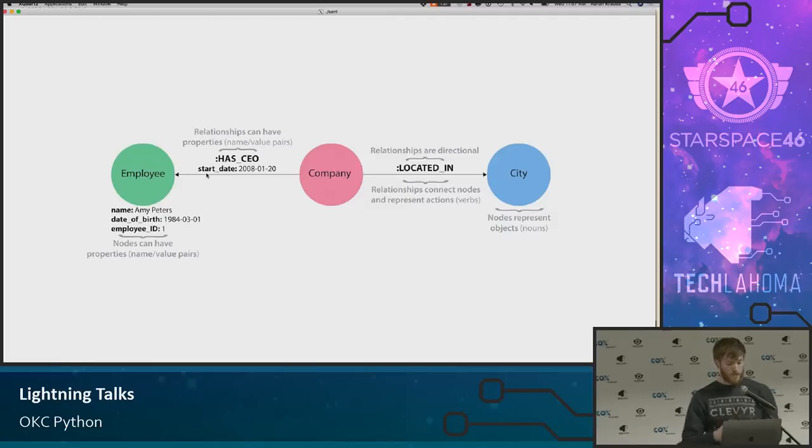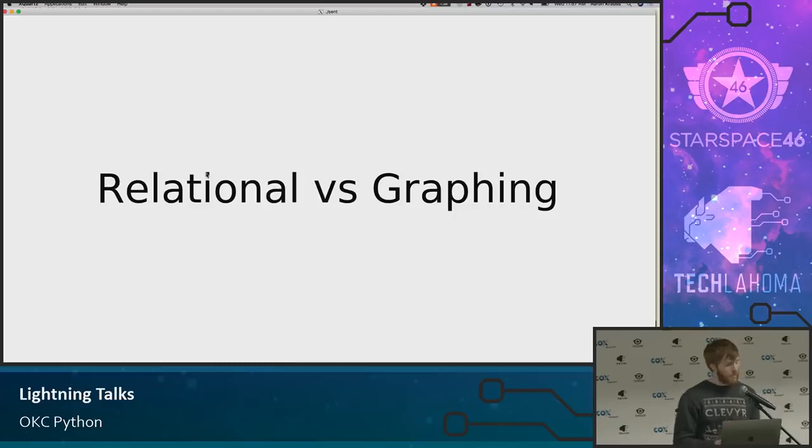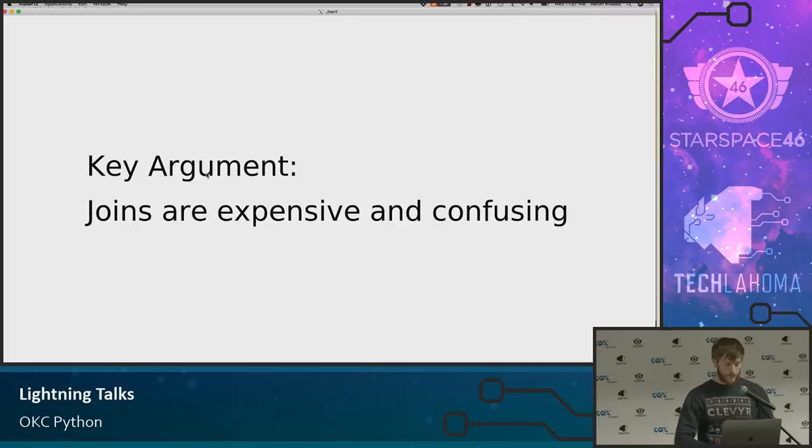So data relates to itself significantly more strongly than it would in a relational database. This is kind of the big difference, in my opinion, and it leads to some really cool things, and we're going to do a demo of that later on. So let's talk a little more about what it means to be relational, which is SQL more or less, versus a graphing database.